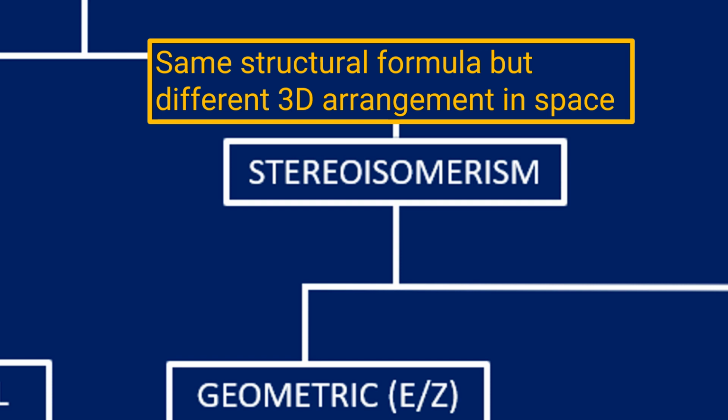So notice how that's definitely a different definition to your structural isomer. Your structural isomer had different structural formula and same molecular formula. This time for a stereoisomer, they do have the same molecular formula, they do have the same structural formula, but it's a different arrangement in 3D space.